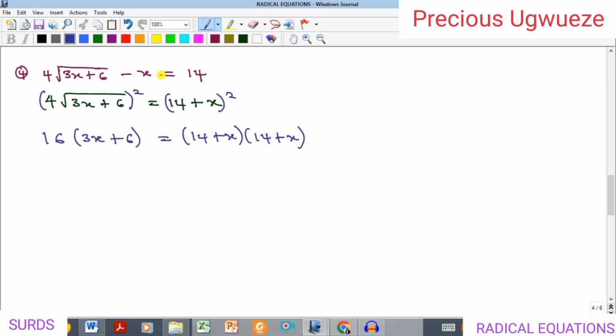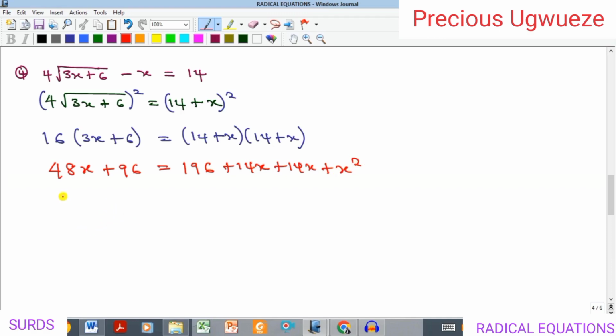And when you multiply now, this is going to give us 48x. Yes, 48x. And then on this side, you're now going to have 96. Yes, 16 times 6 is 96. And on this side, 14 times 14 is 196. 14 times x is 14x, plus 14x, plus x squared. Okay, so what do you do here?